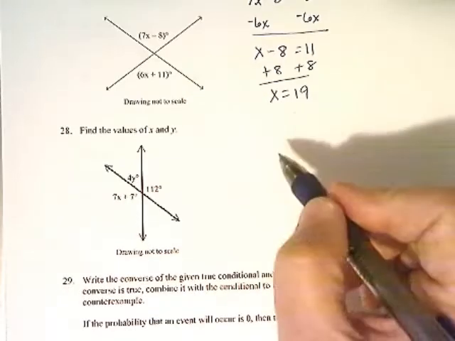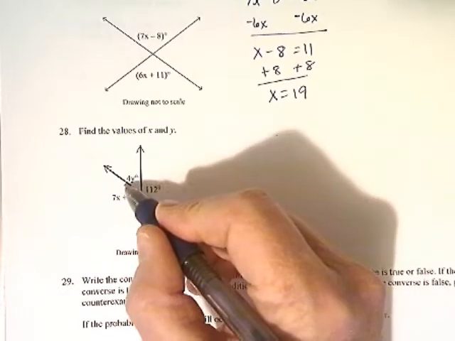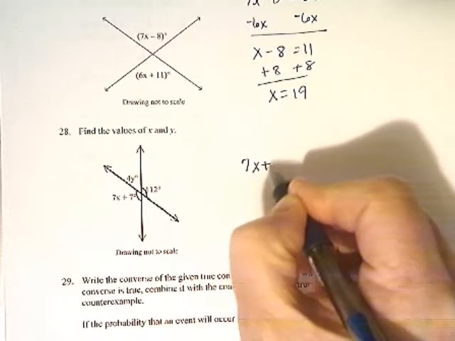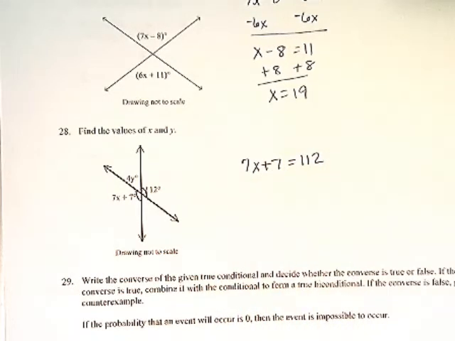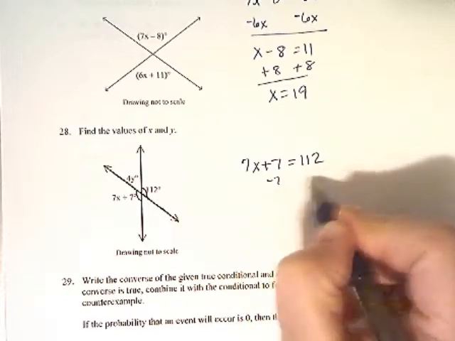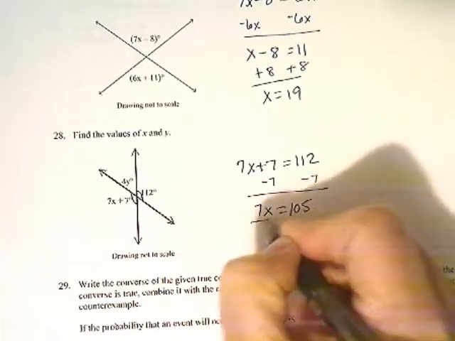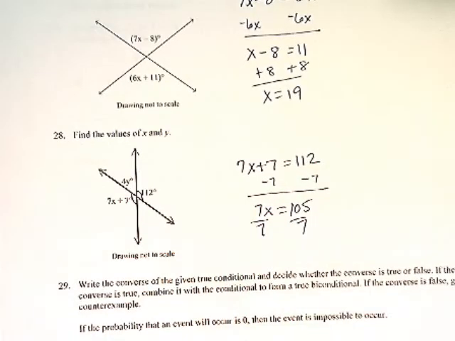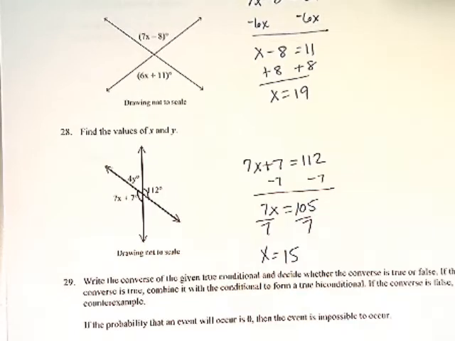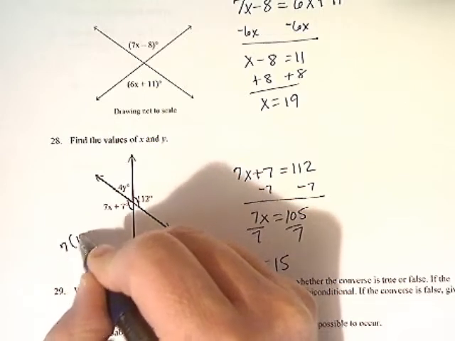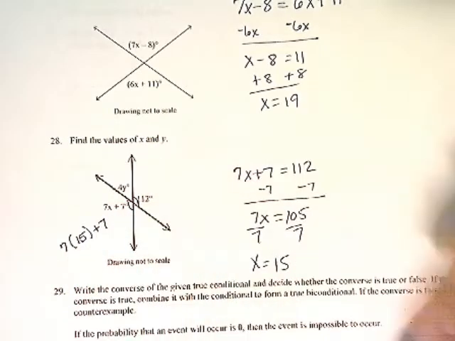Okay, 28. Find the values of x and y. Well, this angle and this angle are congruent because they're vertical. So 7x plus 7 is 112. So I'm going to solve for x. I'm going to subtract 7 from both sides. 7x is equal to 105. I'm going to divide by 7. X is 15.